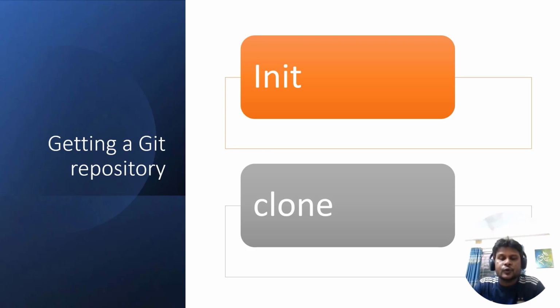If we have source code on our computer that is not under version control, we can add the source code into our local Git repository using the git init command, and if we have the source code already uploaded into a cloud-based Git repository like GitHub, we can clone that repository into our local computer using the git clone command.